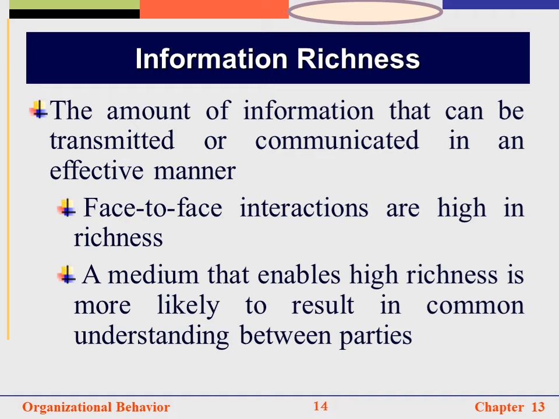Is it really understood by the receiver or not? For example, something like a general email to employees is very low in information richness, because you will wait until every single employee opens their email and reads the message and then replies, in action or in text. So the general email is very low in information richness. So we can say that a medium that enables high richness is more likely to result in common understanding between parties. Right? So if the medium is high in richness, it will let me reach understanding between parties, which is a very important objective or goal in the communication process.